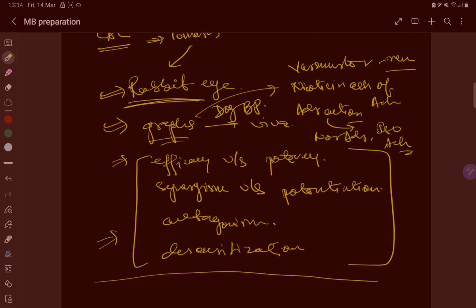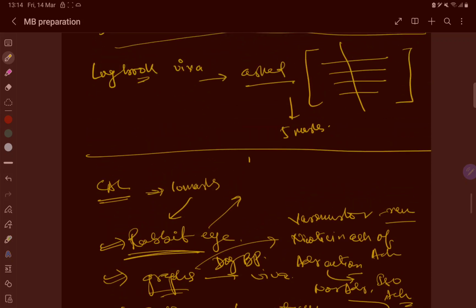The rabbit eye, again, the 4 drugs I believe you should know. In the rabbit eye, number 1, role of ephedrine, lignocaine. Okay, then epinephrine, and 4th is physostigmine.